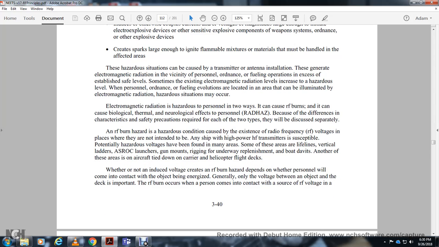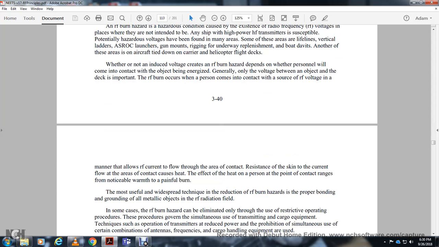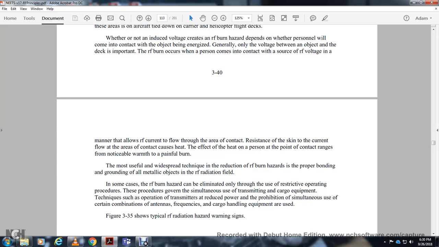Whether or not the induced voltage creates a radio frequency burn depends on whether the person comes into contact with the object being energized. Generally, it is the voltage between an object and the deck. It is important that the radio frequency current flows through the person when they come in contact with the source of the radio frequency voltage. The current flowing across the area of contact and the skin resistance causes the burn effect of heat, ranging from noticeable warmth to a painful burn.